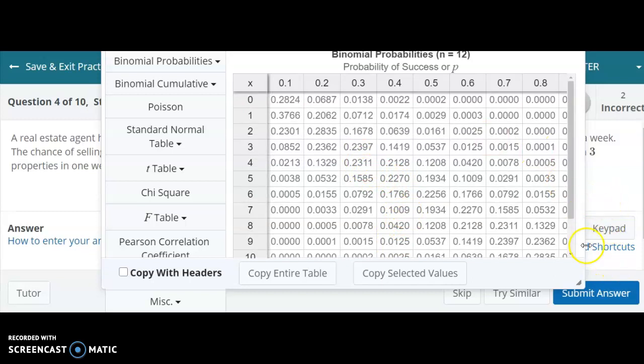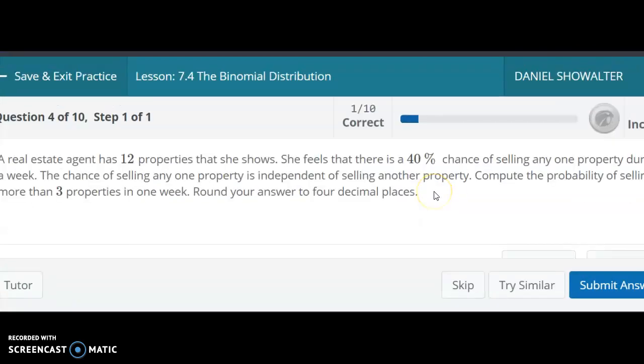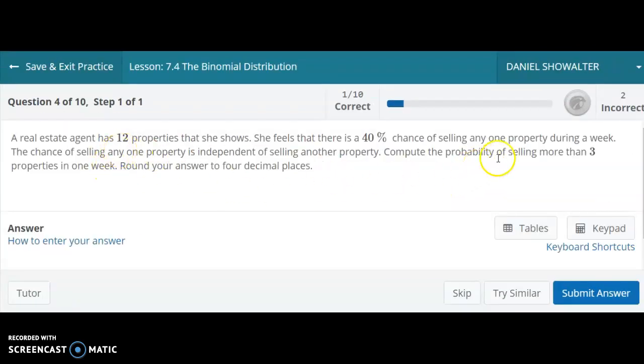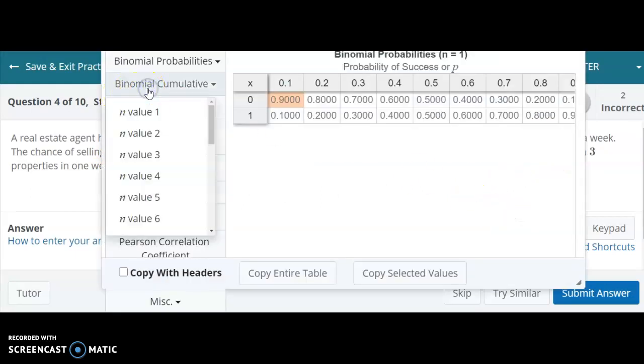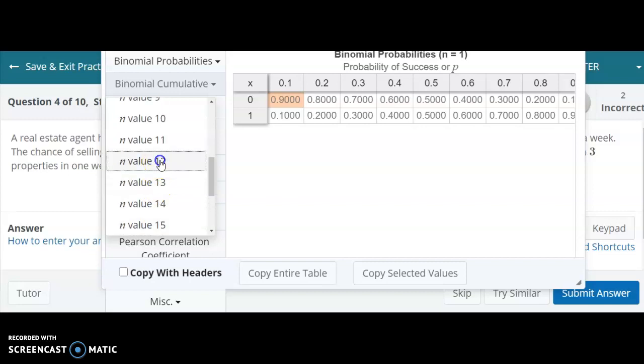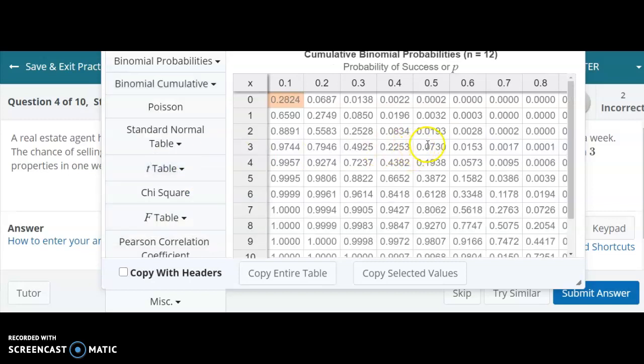The quicker way to do this problem, let me close this table here. So we have 12 properties. We want to sell more than 3. So if we go to the tables and go to the cumulative, again, we go to this n value 12, notice that there's a 22.53% chance of selling. This is a cumulative. So what that means is of selling 0, 1, 2, or 3. So this would be the chance if each one had a 40% chance of success.